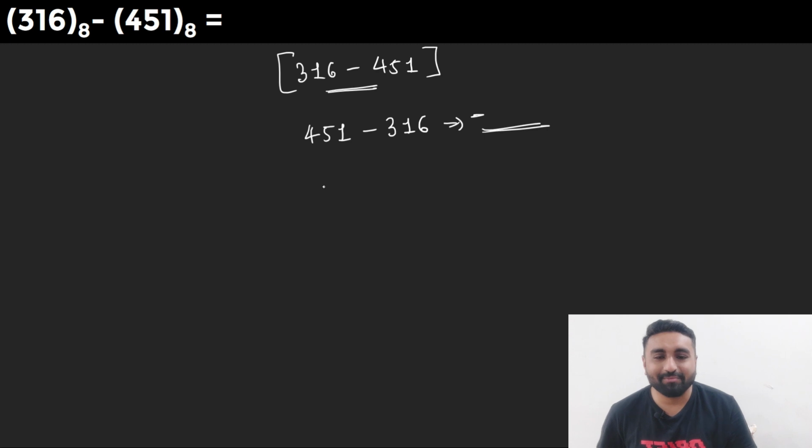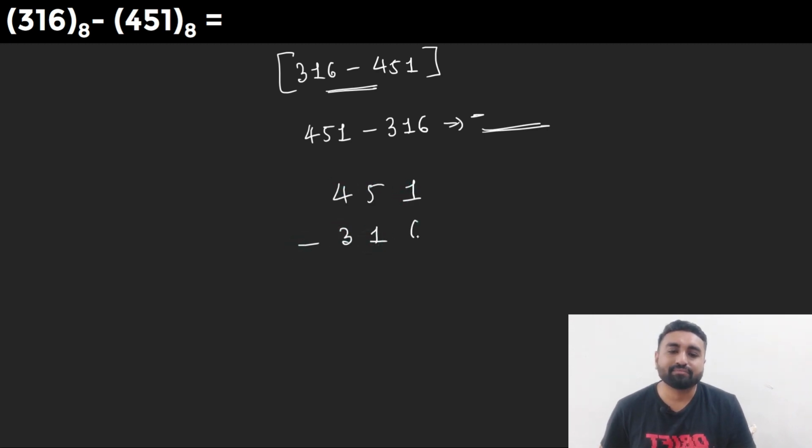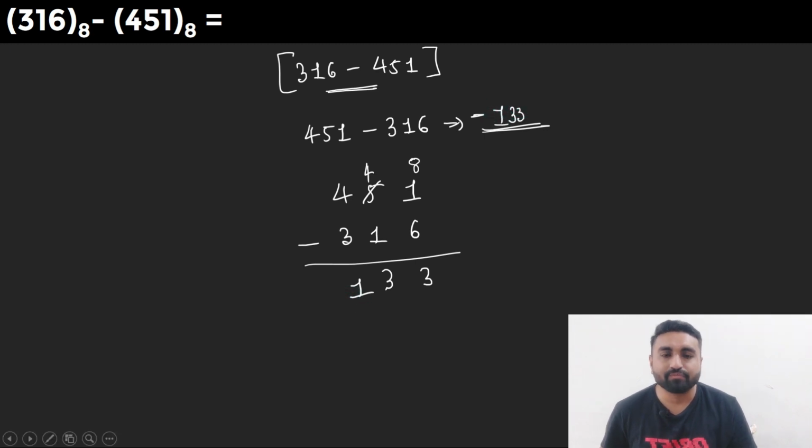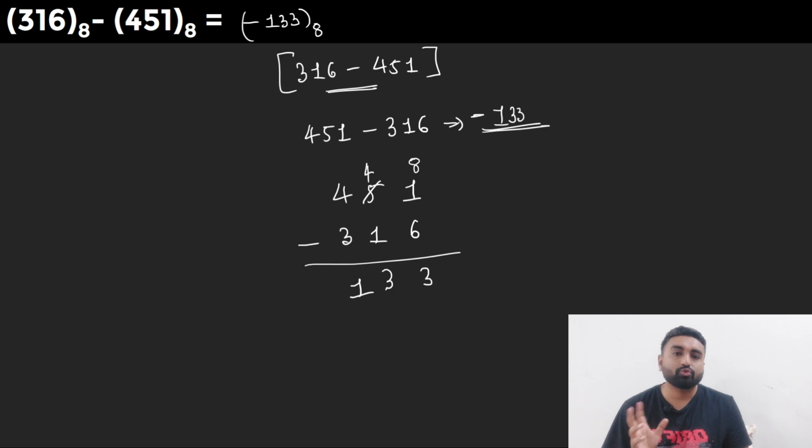So here also we are going to do that only. So we are going to perform the subtraction between 451 and 316. Okay, so here if you check out, 6 cannot be subtracted from 1, so we will take borrow. 8 will be transferred. 8 plus 1 is 9, and out of 9 if 6 is subtracted, then the answer will be 3. 4 minus 1, again it is 3, and 4 minus 3, that is 1. So your answer is 133, but negative answer. So 316 minus 451, your answer will be minus 133. So this type of subtraction is quite simple, and it takes very less time to get the answer.